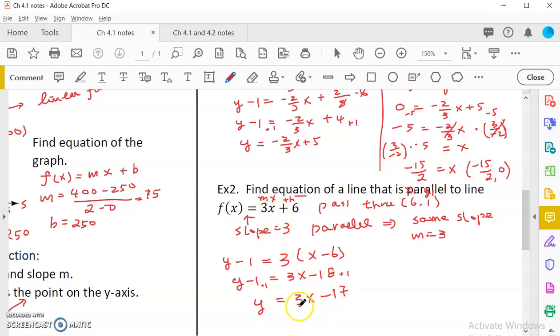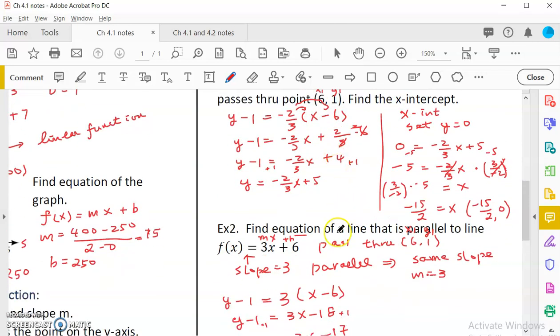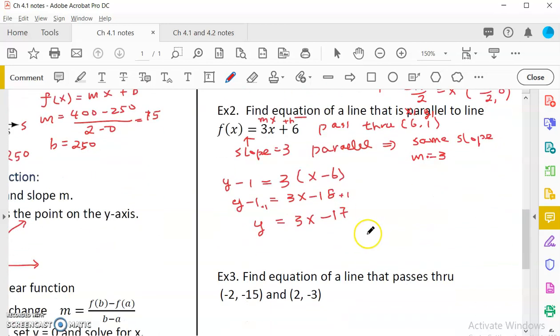So they have the same slope, so they should be parallel. And they pass through (6, 1) that we have been using. Okay, I think I didn't type that it should be passing through (6, 1).